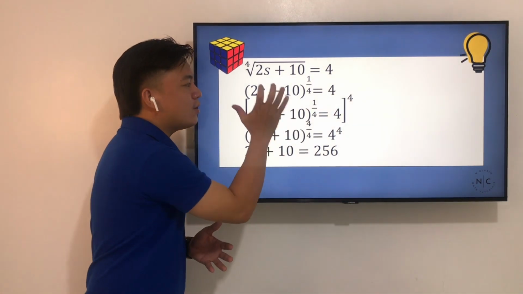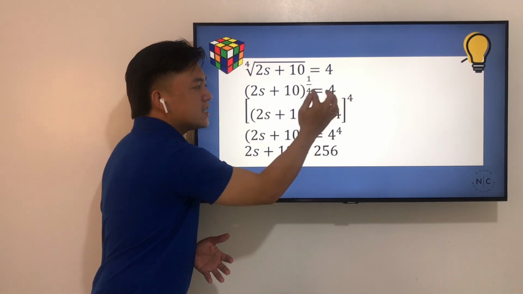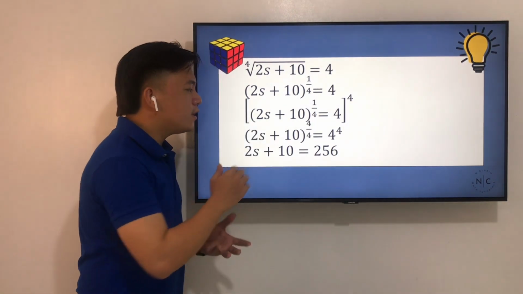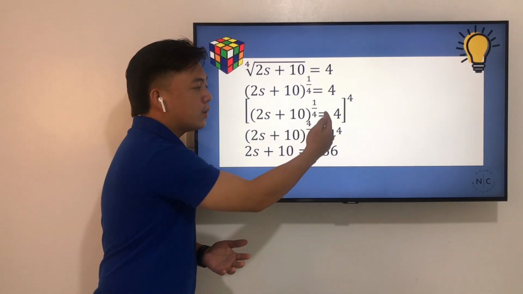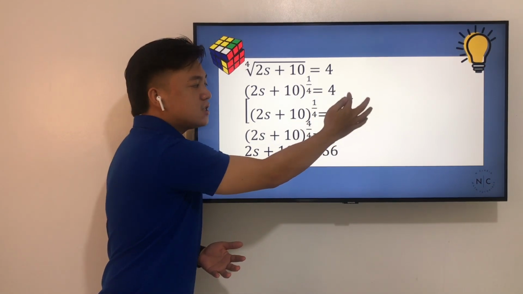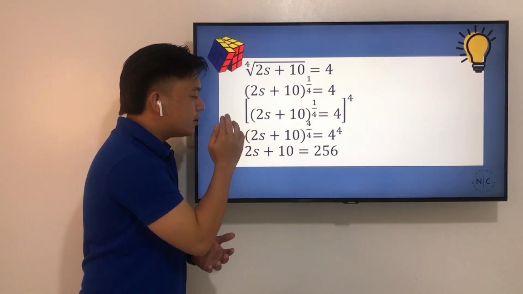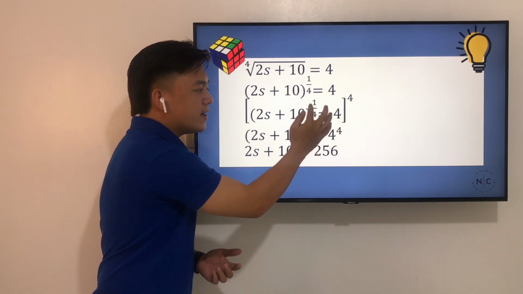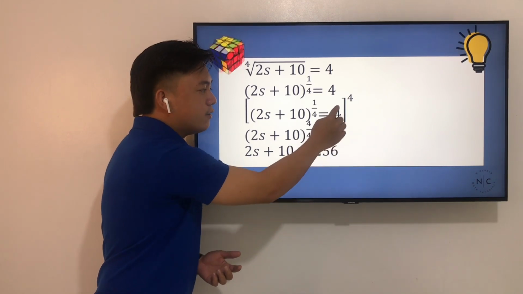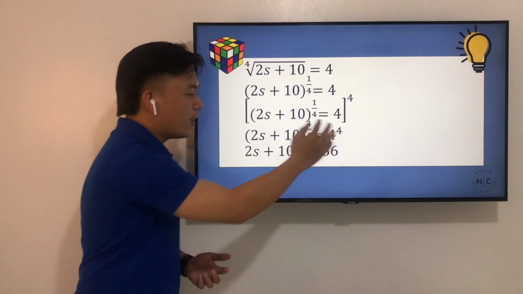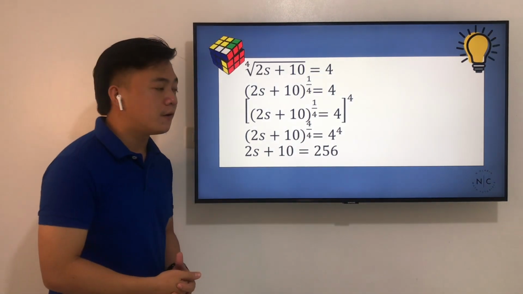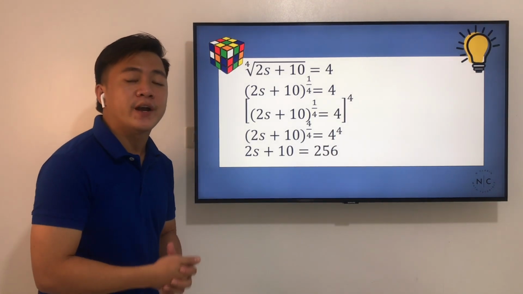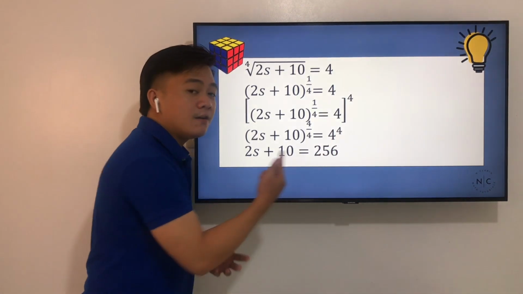Next, i-raise natin yung ating buong equation sa 4 kasi nga yung denominator natin dito is 4 para ma-cancel yon. So, the quantity of 2x plus 10 raised to 1/4 is equal to 4 raised to 4. Next, distribute natin si 4. Ang mangyayari, the quantity of 2x plus 10 raised to 4 over 4. 4 times 1 is 4 and then over 4. And then yung 4 natin, i-raise din natin siya sa 4. Next is, cancelled na tong 4 over 4 natin. Ang matitira is 2x plus 10. And then, kung i-equate natin yung 4 raised to 4, is 256 yan.